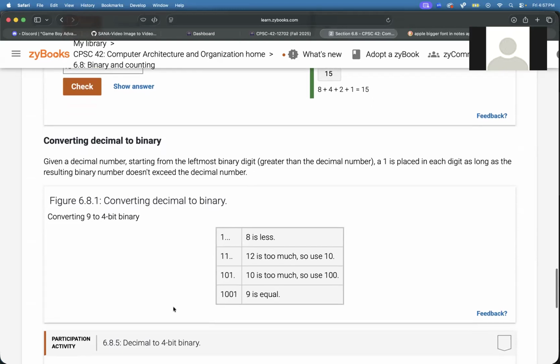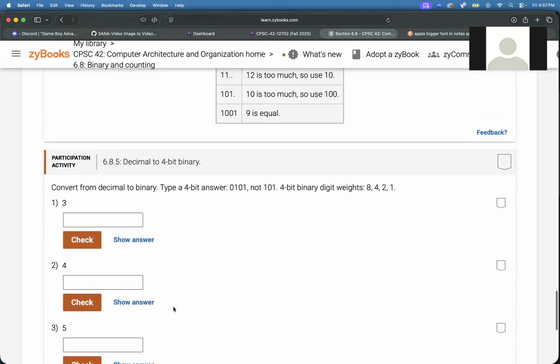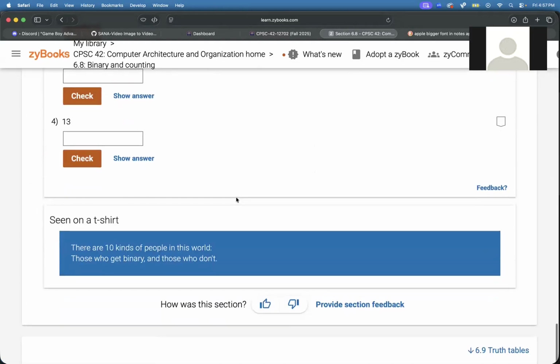Cool. Now we did go over converting to binary. We had a method of doing this.